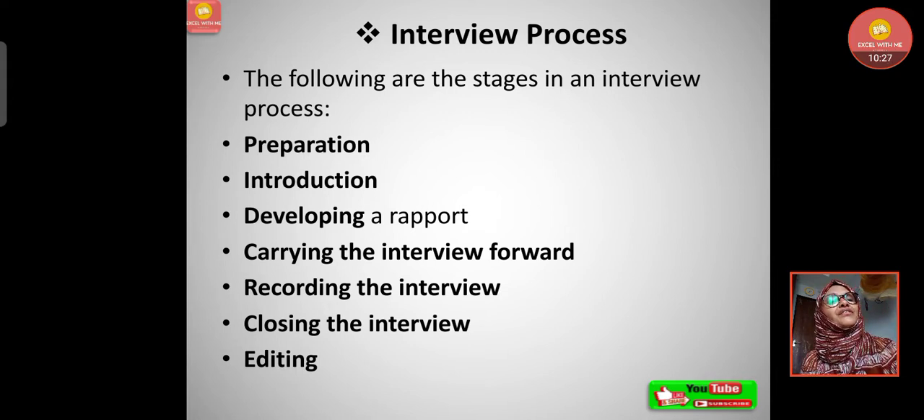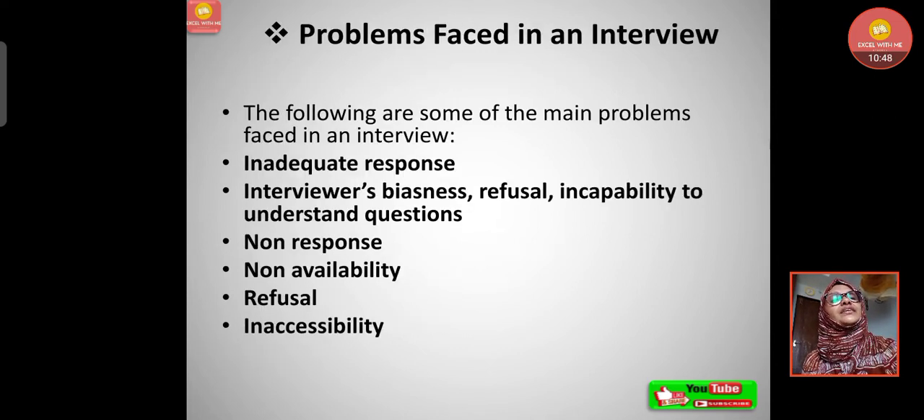Then carrying the interview forward. Then recording the interview, that is very important to decode it and then have the results. Then closing the interview properly, and also editing. At the end, editing is very, very important. Which responses are important, which are not, that should be decided by the researcher.